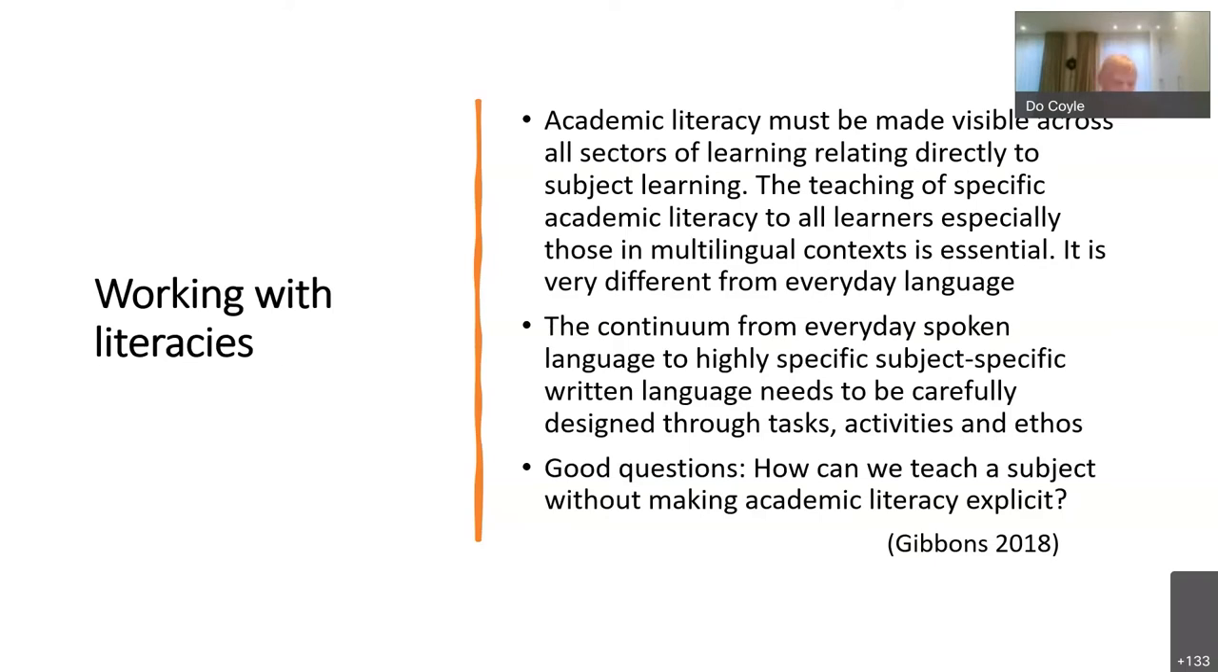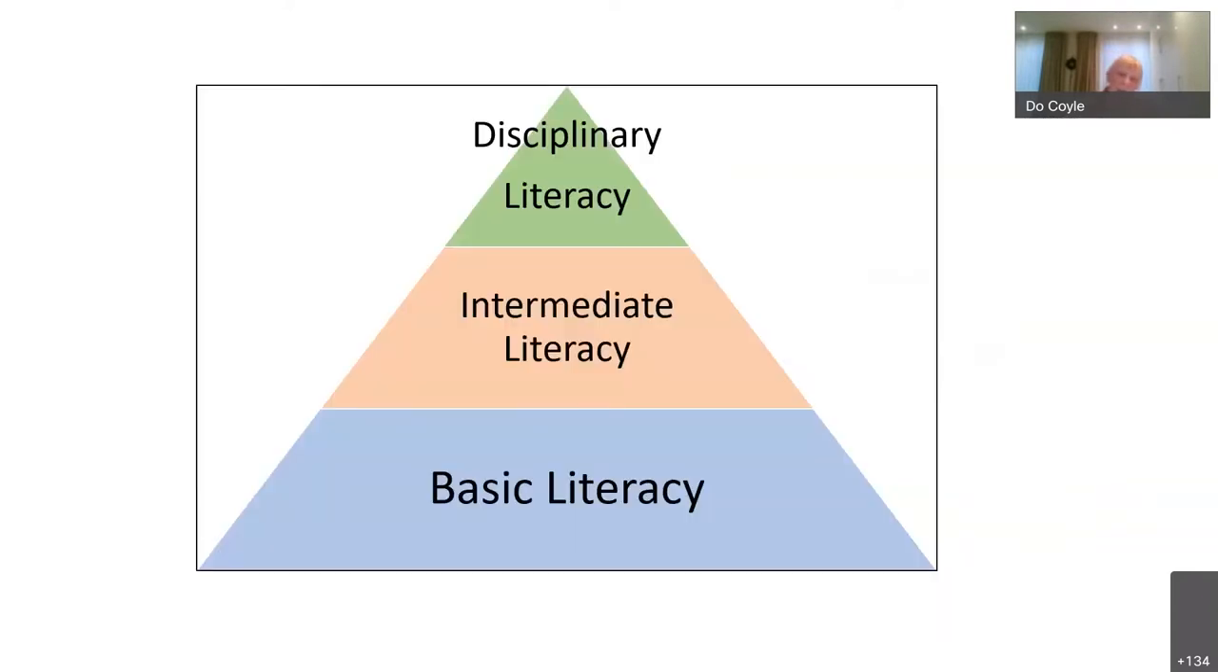So academic literacy, and I have a problem with academic here because it always sounds as though this is the reserve of the older pupils or students and those at university. No. For me, academic literacy starts the moment a child, well, arguably starts in the womb, but certainly starts as soon as the child goes to school. And that has to be made visible across all sectors, okay? And so we have to start thinking about, so what is academic literacy in my subject area? And if I'm a language teacher, what are the academic literacies that I need to be dealing in? How about the genres and the fields and the purpose and so on? And the continuum from the very basic everyday spoken language to highly specific, subject-specific written language needs very careful design. So how do we teach a subject without making academic literacy explicit? Answer, we can't.